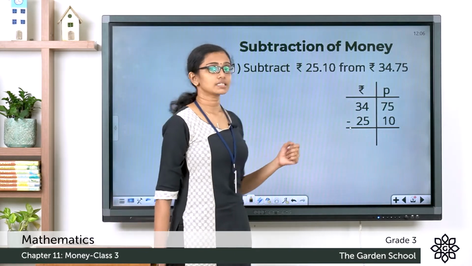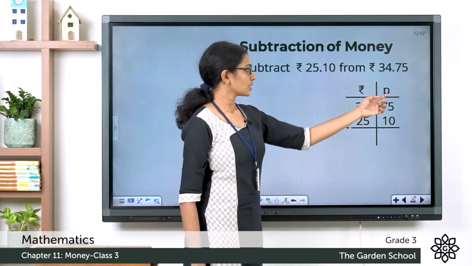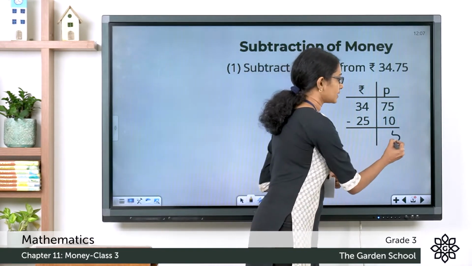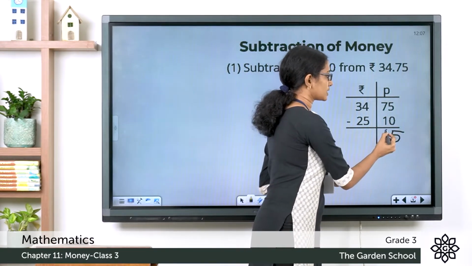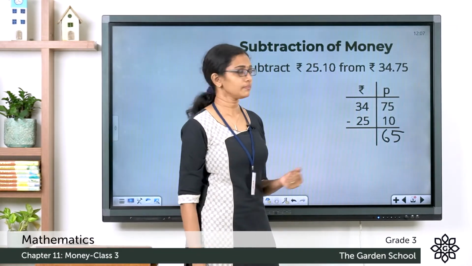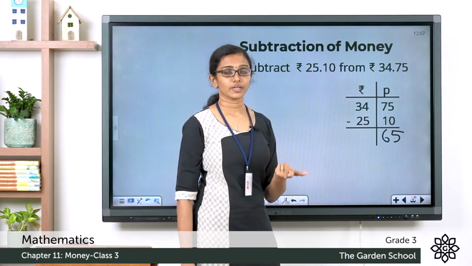Now let's start subtracting the paise column first. Here we have 5 minus 0, which is equal to 5 itself. Now 7 minus 1 is equal to 6. Now moving on to the rupee column, we have 4 minus 5, which we cannot do.